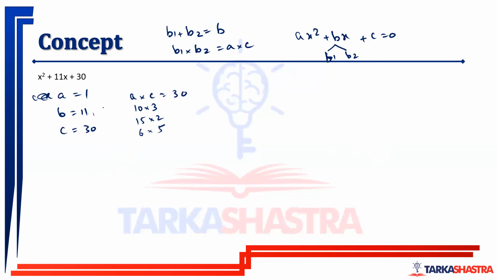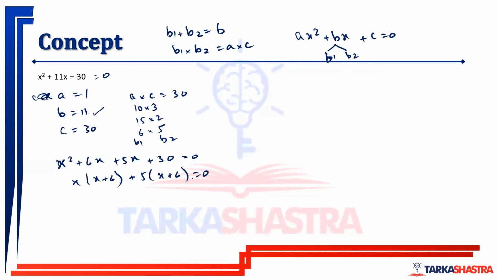6 plus 5 is 11, right? So my b1 and b2 are 6 and 5. So what we used to do? x square plus 6x plus 5x plus 30 equal to 0. Taking x common from the first two terms and 5 common from the last two, we get x(x plus 6) plus 5(x plus 6) equal to 0, which is (x plus 6)(x plus 5) equal to 0.